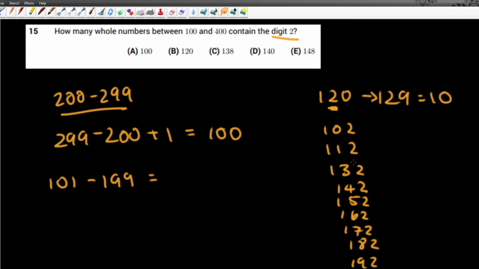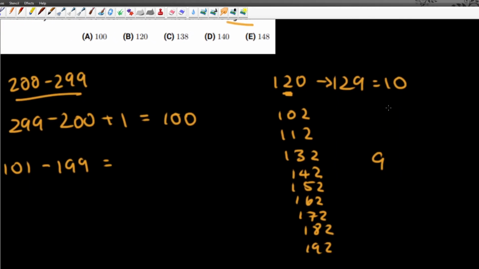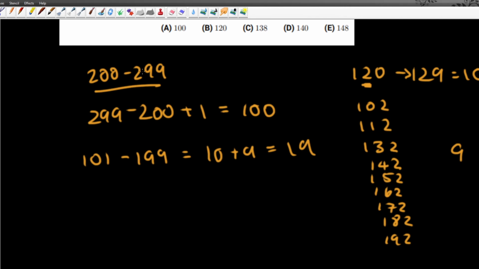So there is 1, 2, 3, 4, 5, 6, 7, 8, 9. There's 9 other numbers, including the 10, that has the digit 2 from the set 101 to 199. So 10 plus 9 is equal to 19. And then we already defined the set for 200 to 299, which is 100, and 101 to 199 is 19.